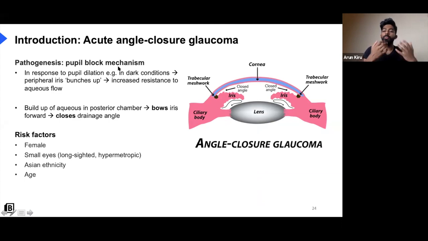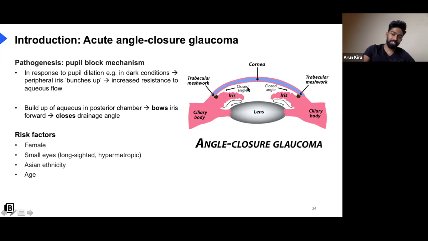So the pupil normally constricts and dilates with light. When the pupil dilates, basically what happens is the peripheral iris bunches up. So remember, if you've got less light, so in dark conditions, that pupil opens up. So this iris over here pulls towards this way. And basically the peripheral iris bunches up and you get this increased resistance to aqueous flow. So not as much can drain because you can see the angle is quite narrow now.